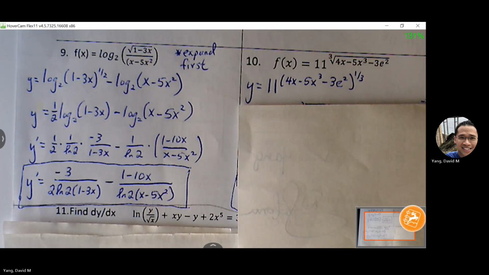Okay. What rule do we use for number 10? What category is this function falling into? Exponential, right? So natural log of a times a to the u times u prime. So everything feels pretty straightforward, except what's messy about the u prime that we have to worry about here?